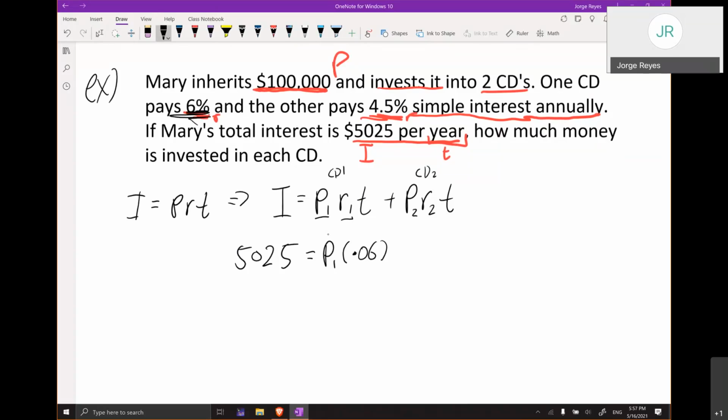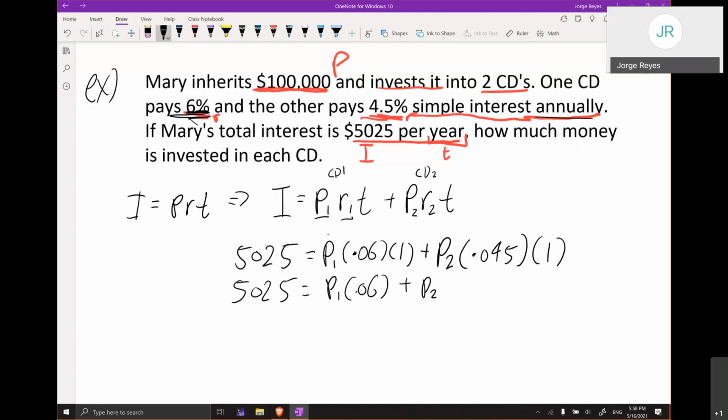And T, time, we're doing this for 1 year, annually. So T is 1 year. And then P2, we don't know. The second rate is 0.045, 4.5%. And we're also investing this for 1 year. So let's simplify some stuff, get rid of these parentheses, and we see that we have this equation.